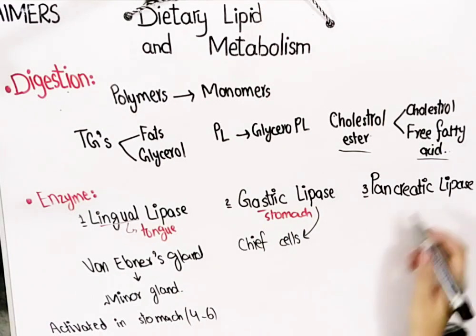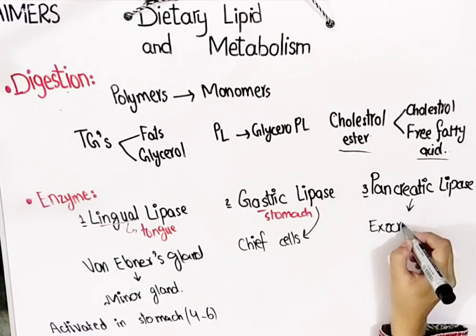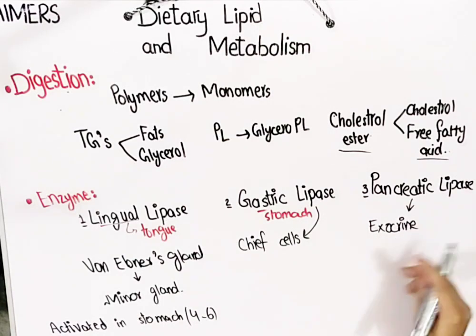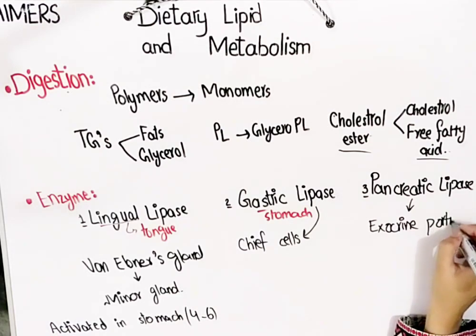And pancreatic lipase is simply secreted from the exocrine portion of the pancreas. The endocrine portion releases insulin and glucagon, and the exocrine portion of the pancreas releases the pancreatic lipase enzyme. Now there are some characteristics which are common for lingual lipase and gastric lipase.